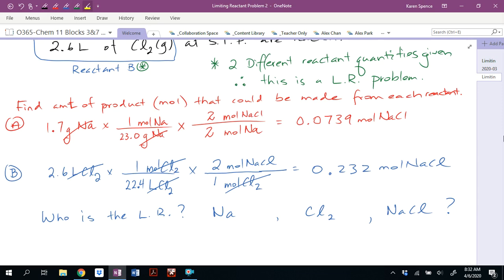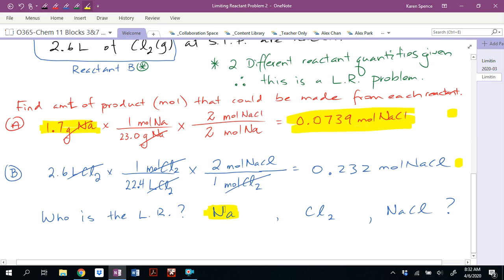Okay, so in order to find out who is the limiting reactant, you have to look and say who produces the smaller number of moles. Is it A or is it B? And in this case, you get the smaller amount of moles here. But that doesn't mean our limiting reactant is NaCl. NaCl is the product, so it cannot be the limiting reactant. We have to go back and say who was the reactant that made that much, and that was our sodium. So our limiting reactant is the sodium.